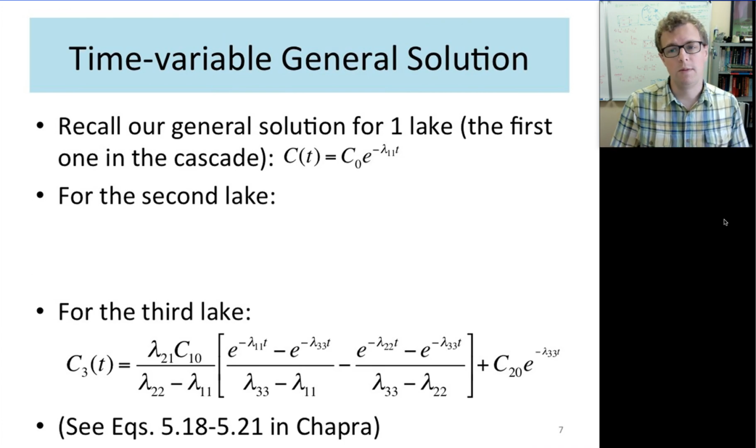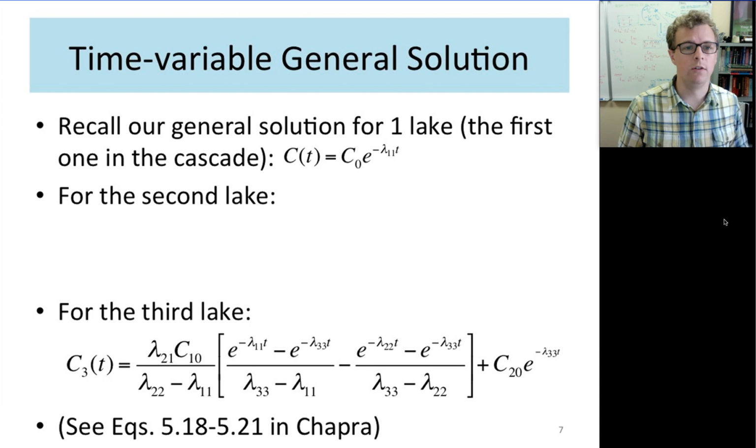Now, those are mass balance equations. Those haven't been particularly useful to us. We're interested in the solutions to these equations. And so for one lake, the first lake in the system, we've done that solution before. And so I've printed it on the slide already. C is equal to C naught E to the minus lambda T.